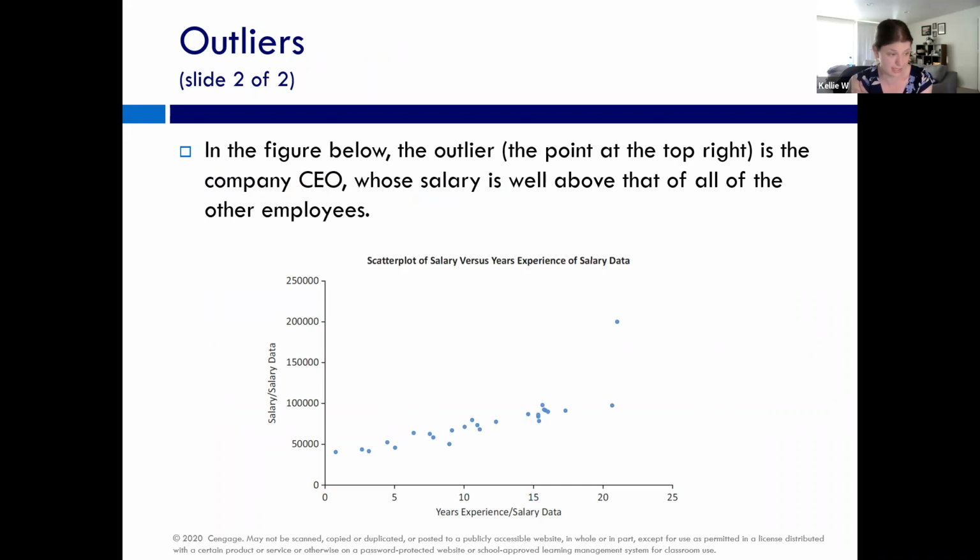So like in this case, this outlier right here is the company CEO. So where our trend might appear to be going this way, this point up here is going to drag our trend line upward like this, making it less accurate.